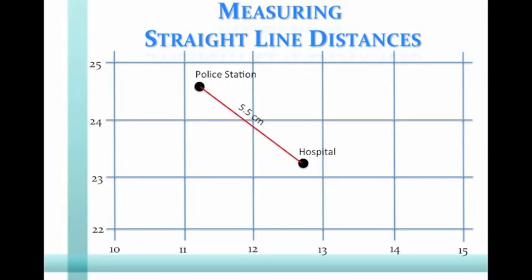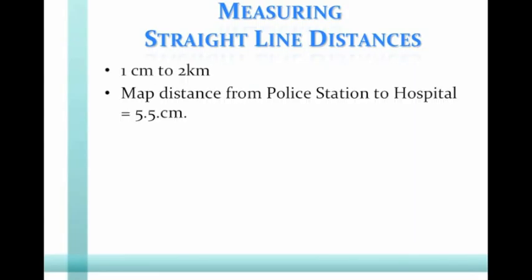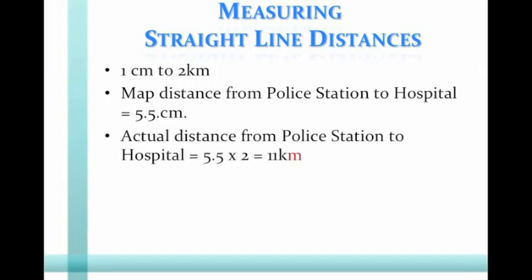Then, you look for the scale of the map. Here, the scale reads 1 centimeter to 2 kilometers. So what is the actual distance between the police station and the hospital in kilometers? Since the scale reads 1 centimeter is to 2 kilometers and map distance is 5.5 centimeters, a simple conversion will return the actual distance between the 2 points as 11 kilometers.